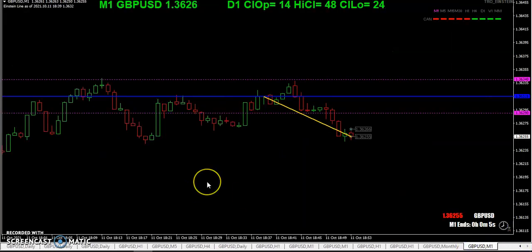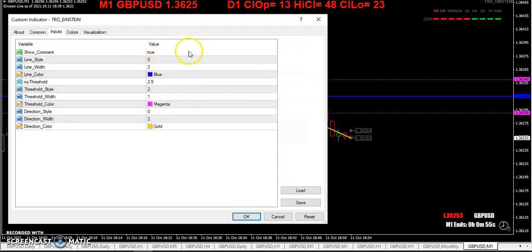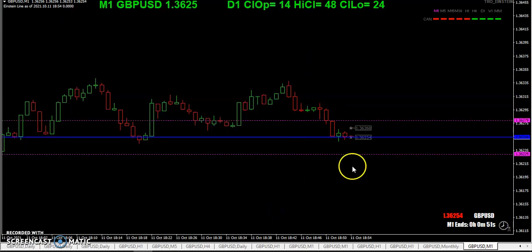So what do we start out with? You wonder about indicators. Well, you may recognize this as TRO Einstein. You load that on your chart, and when you do, it's going to start over. So right now, this is when I began. Why did I call it Einstein? Because price, whether it's up or down, is relative to when you start. It doesn't matter what happened before or after, only what matters now.